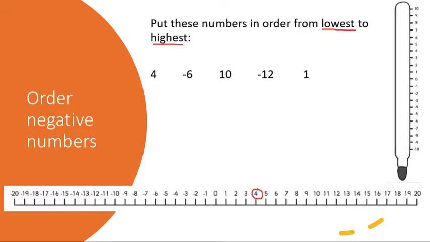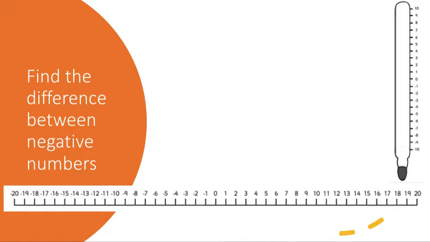On our number line, we've got 4, -6, 10, -12, and 1. And then I can see it's -12, -6, 1, 4, and then 10. Tick yours if you got yours correct. Okay, let's go on to today's lesson.